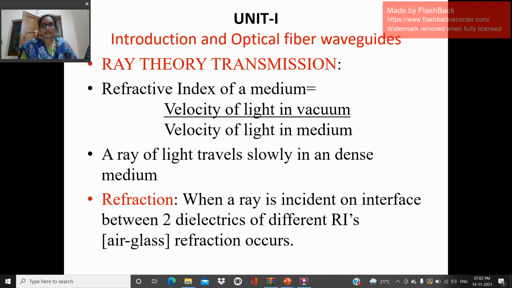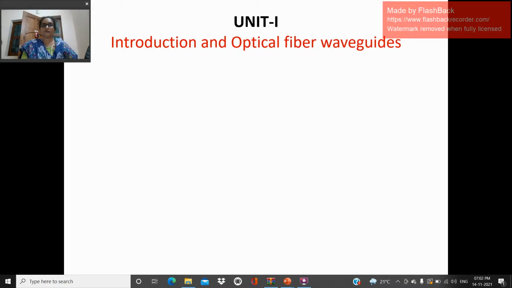Next, what is refraction? When a ray is incident on the interface between two dielectrics of different refractive index, refraction occurs. So refraction occurs when the refractive indices are different and we are using two dielectric materials: the ray is incident on one refractive index and it is partially refracted into the other refractive index, and that is termed as refraction.